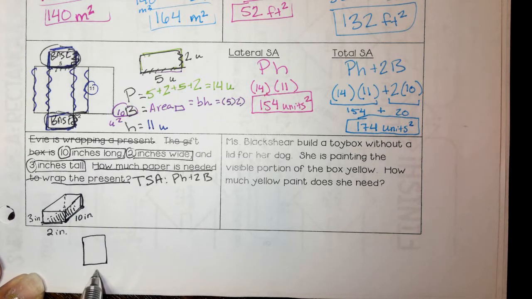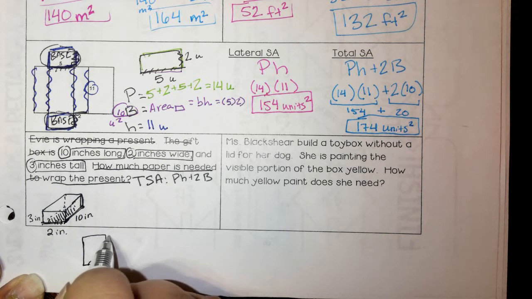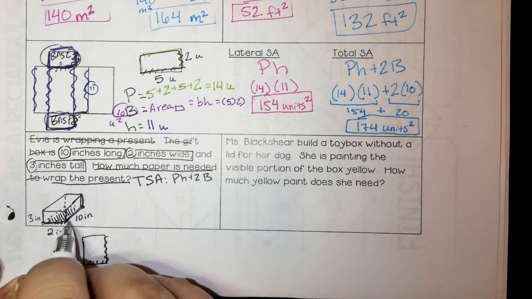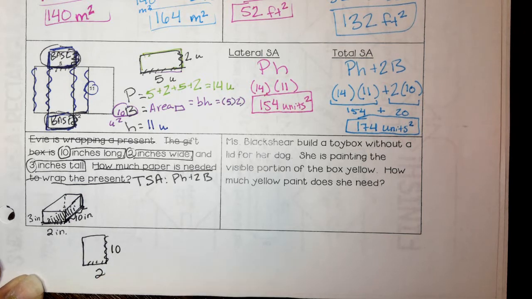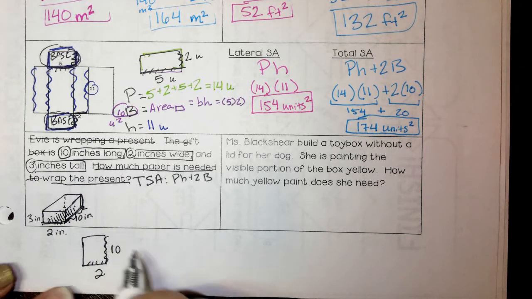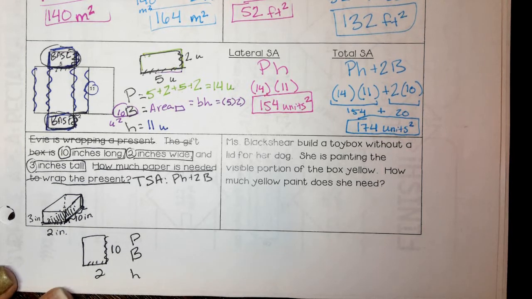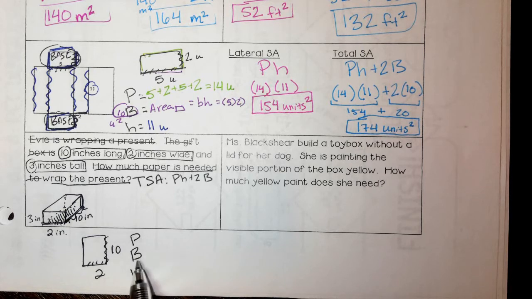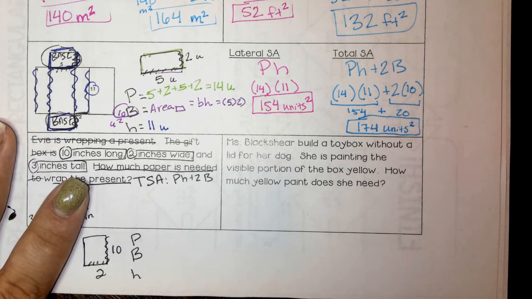This side of my base is 2. And then this side of my base, going front to back, is 10. And we're all set up now to find P, B, and H. To find the capital letters P and B, we're not going to look at our prism, we're just going to look at the base that we've redrawn.